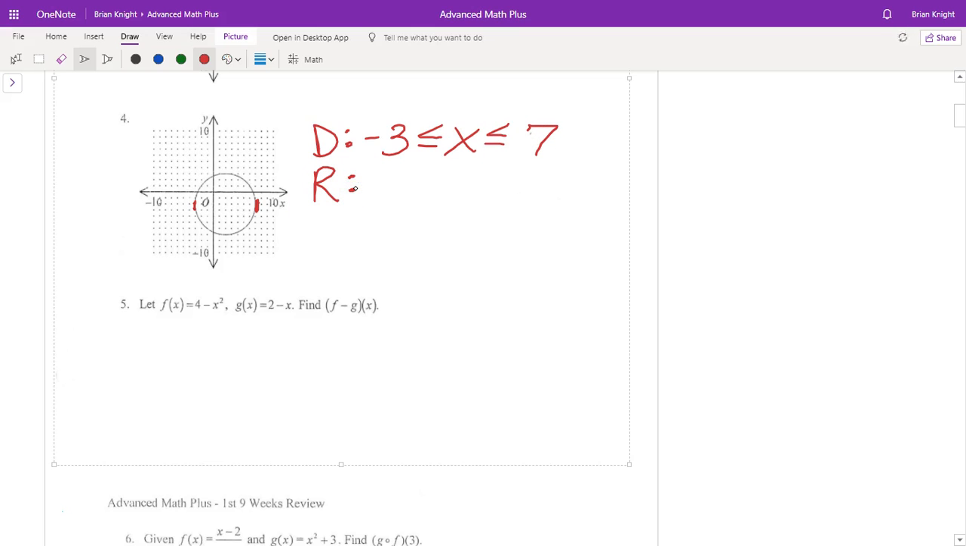You do the same thing with the range, but you go up and down. So how low does it go? -7, and it goes up to 3. So -7 is less than or equal to y, less than or equal to 3. Is that a function? No. If you drew a vertical line, it touches more than once. So that is not a function. Any questions? Pretty easy? All right, number 5.